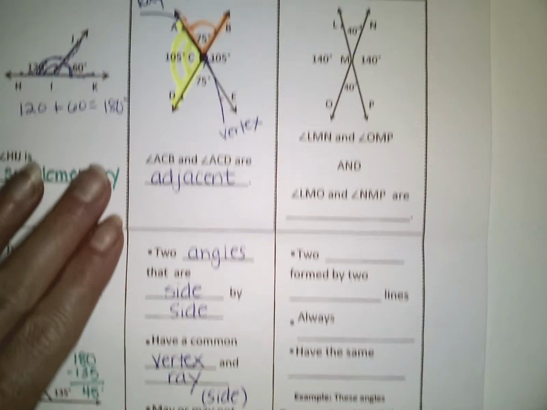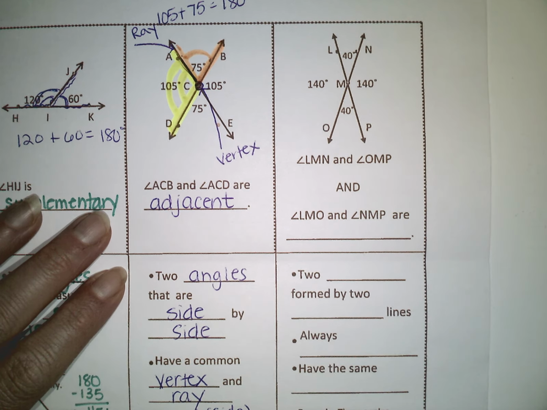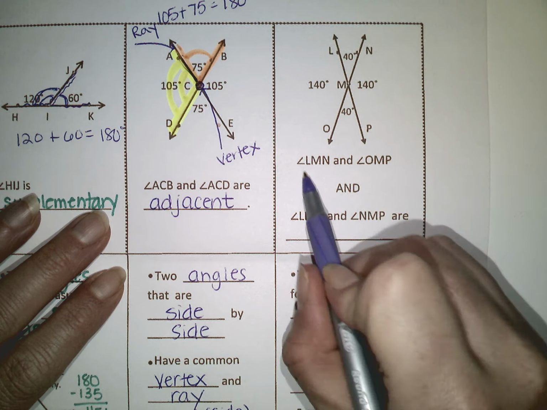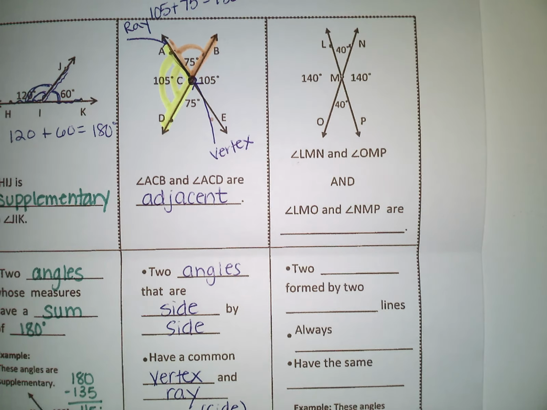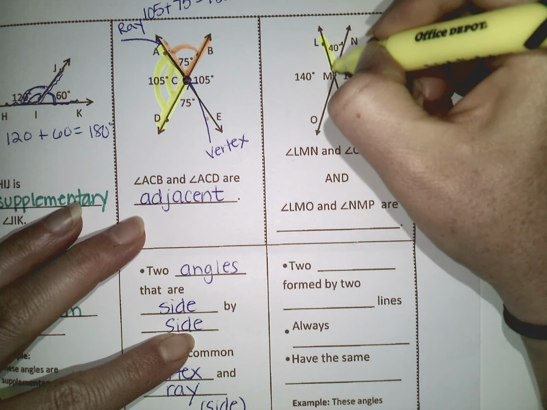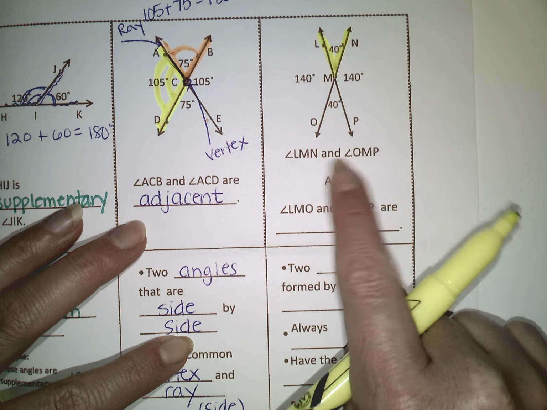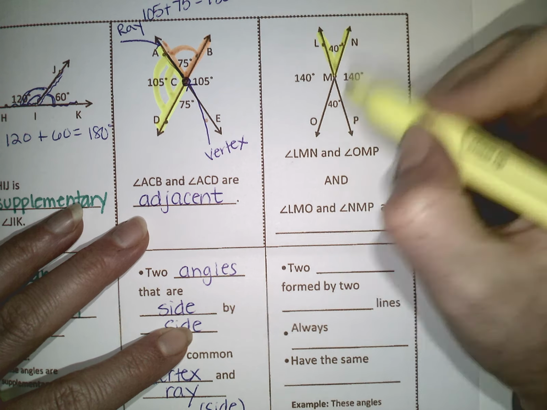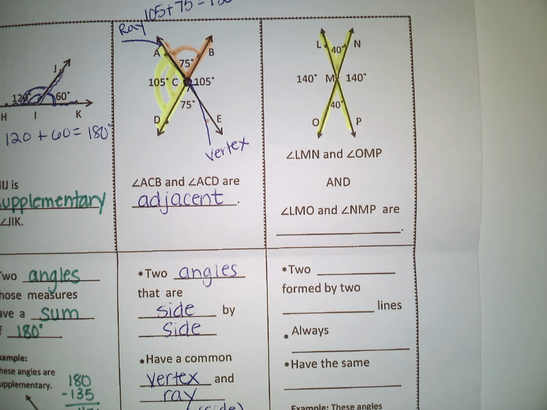Okay. Last word we're going to talk about today is an important word. And these two often get confused with one another. So be careful here. This reads angle A or angle LMN. So let's highlight LMN. How many degrees is LMN? Okay, so angle LMN and angle OMP. What do you notice about those two angles' degrees?